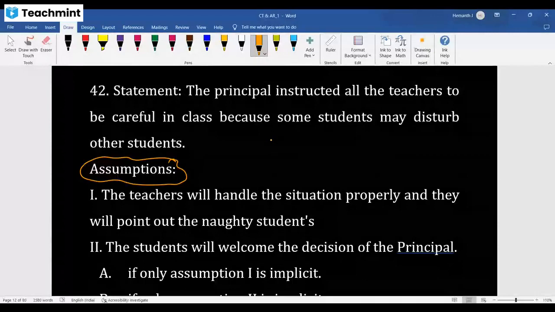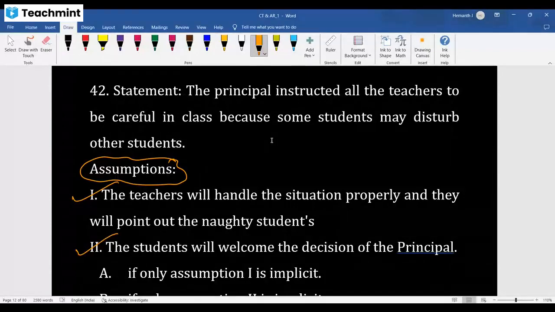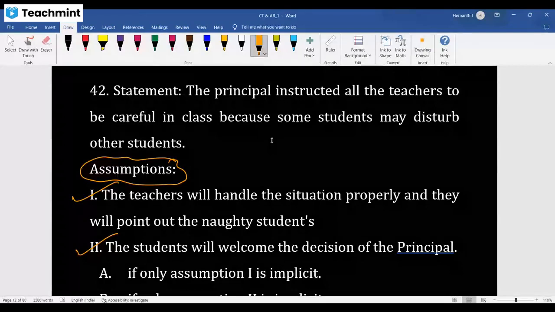So, instructed all teachers. Why instruct? Because teachers will follow. That's what, okay, while giving that statement, the assumption is that teachers will follow and students will welcome the decision. You just see it in that way. Instructions are there to be followed. People will listen to the instructions. Assumptions are always implicit. When an instruction is given, it's automatically taken that people will follow those instructions.